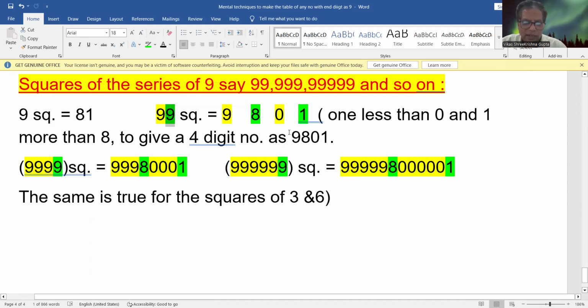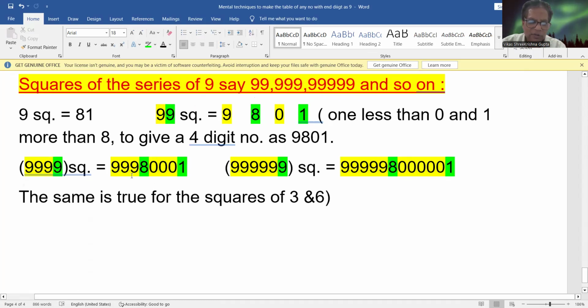Now for writing the square, I write one less than 1. One less than 1 is 0. And 1 more than 8 is equal to 9. So the answer is 9801. So for 1 extra 9, I have put 1 extra 9 and 1 extra 0. In the same way, when I have to find the square of 999, 3 9s are extra. So what will I do? I will first write 3 9s. Then I will write 8.